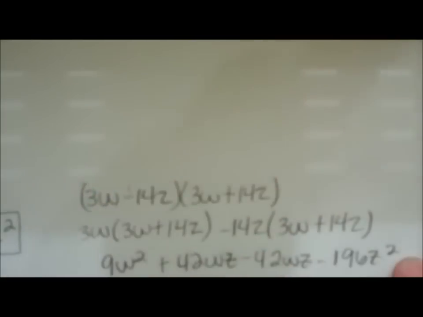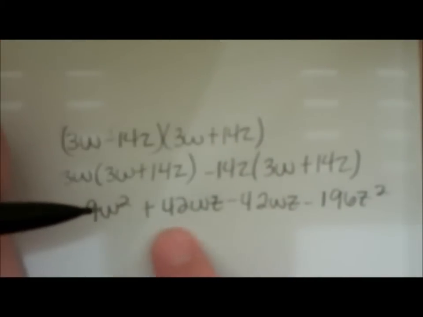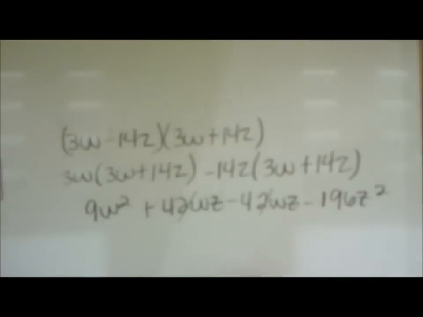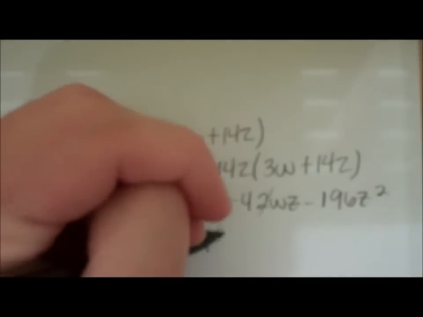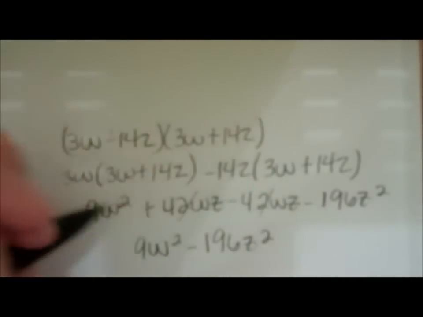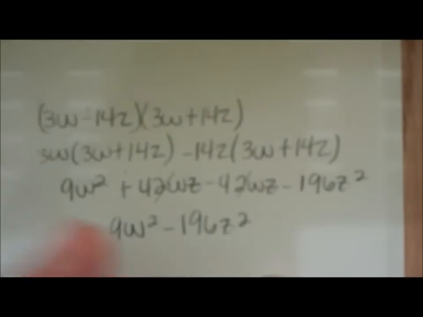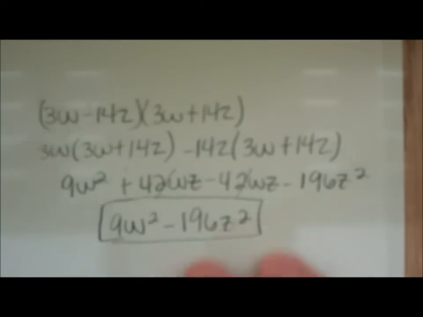And then negative 14z times positive 14z is negative 196z squared. Now if you notice, these two are positive 42wz and negative 42wz. When you add and subtract that, you get 0, which leaves you with your 9w squared minus 196z squared. So if you didn't remember how to do this, if you didn't notice it, that's okay, because you can still work it out the normal way and you'll get your answer.